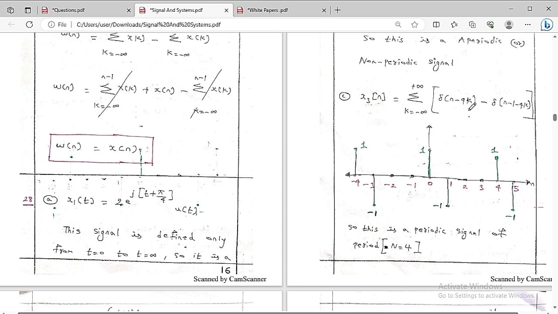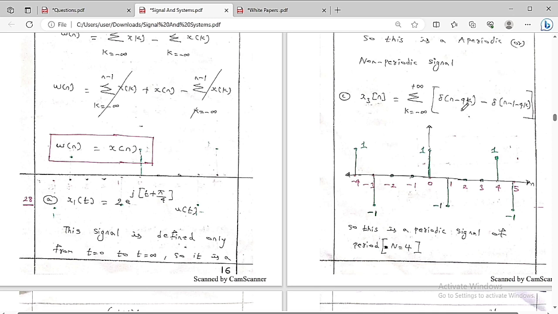Now if I substitute k is equal to 0, then what are we going to get here? Delta of n minus delta of n minus 1. Delta of n is nothing but here, this value is 1. Delta of n minus 1 is here, but there is a minus 1 here. So here it is plus 1 and here it is a minus 1.